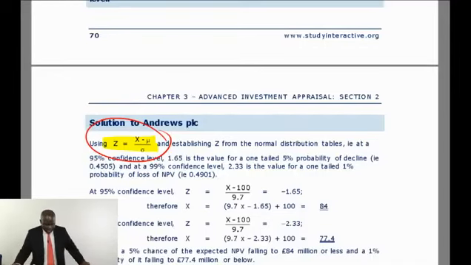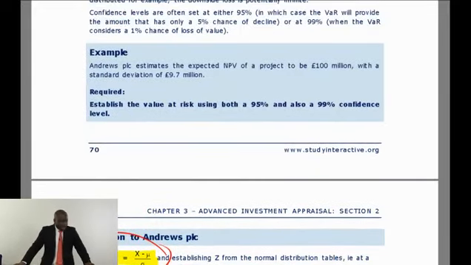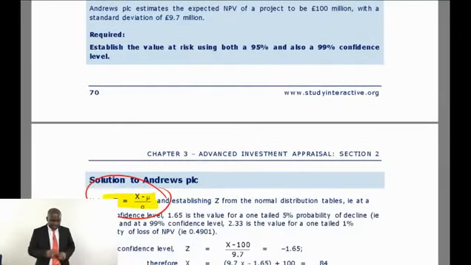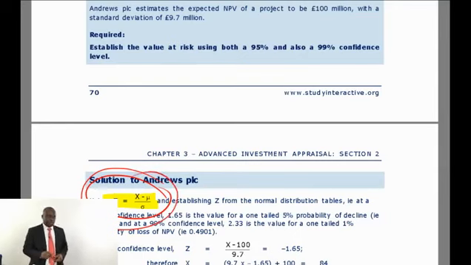Let's go to the note quickly. We pick this question to illustrate. Yes, 1.29, brilliant. Andrews PLC estimates the expected NPV of a project to be 100 million with a standard deviation of 9.7 million. Establish the value at risk using both a 95% and also 99% confidence level. When you see confidence level, to be honest with you, it is a straightforward thing. Don't bother yourself with this formula. This formula is what I've simplified for you. When they ask you to calculate the value at risk, it's the standard deviation multiplied by the tail value, which depends on the confidence level.